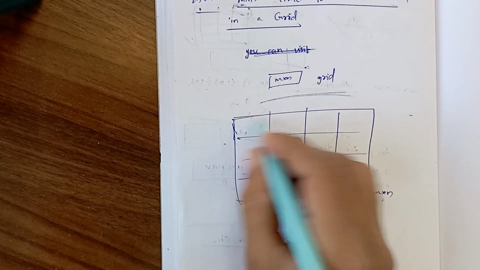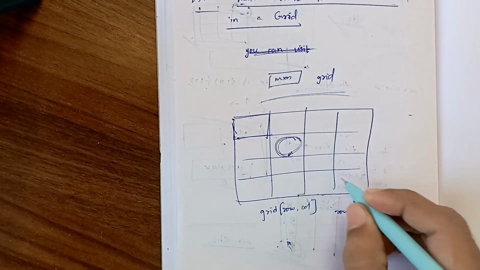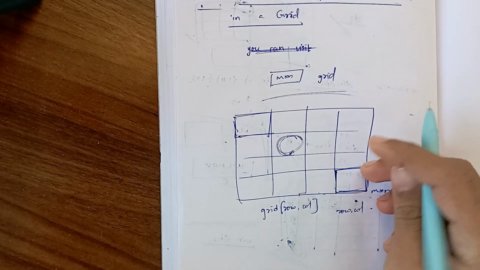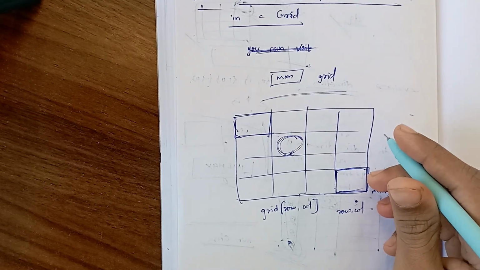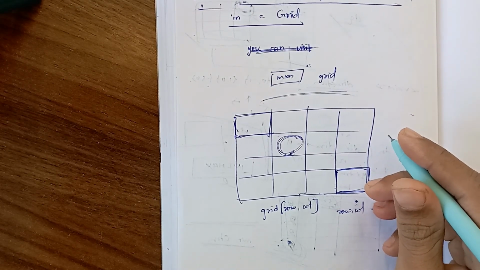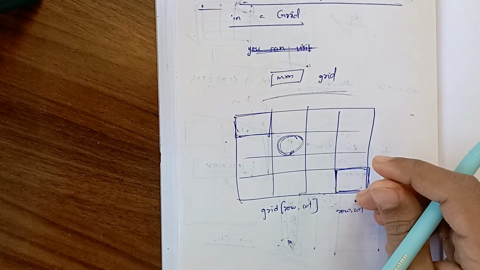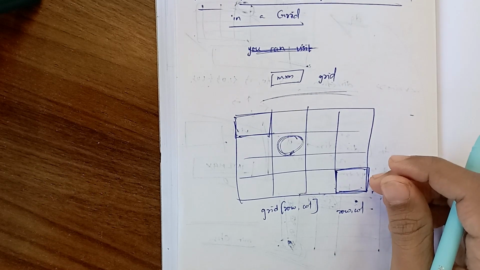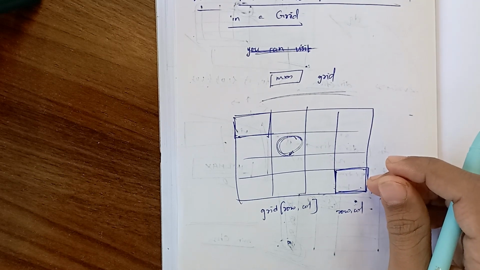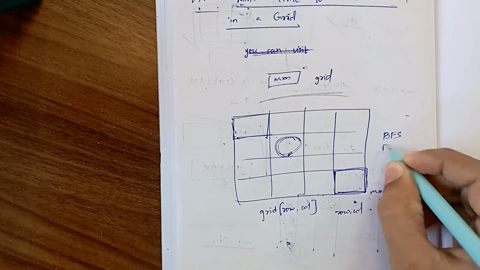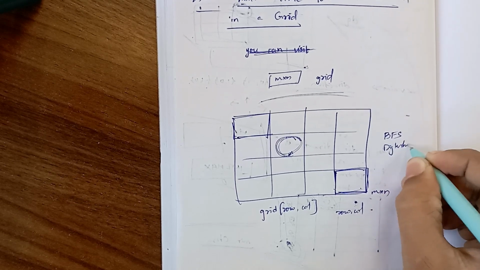Now we are standing at this cell, the top left corner. We need to move to this bottom right corner. So we need to know what is the minimum time to reach this. Whenever we are given a grid and we need to reach the corner with minimum time, we can simply apply a BFS or a Dijkstra algorithm.